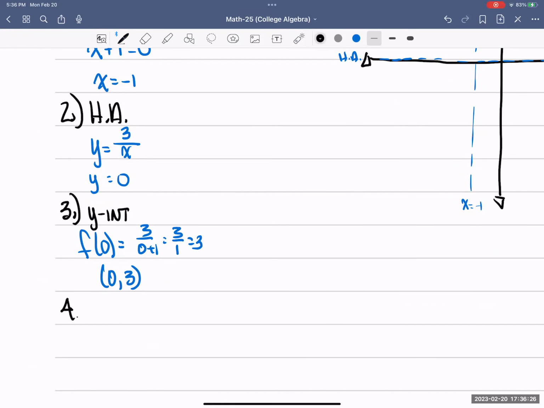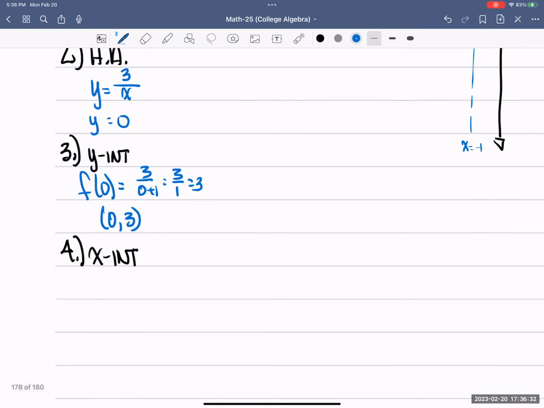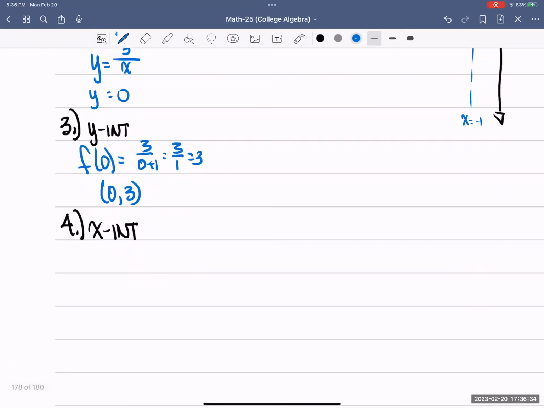Number 4 is our x-intercept. Our x-intercept happens when y is equal to 0. So this time we're going to set our function equal to 0. So we have 3 over x plus 1 equals 0. To get x by itself, or to remove x from that denominator, I'm going to multiply to both sides.